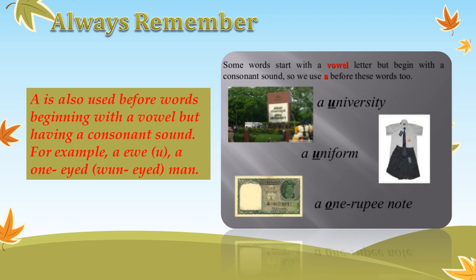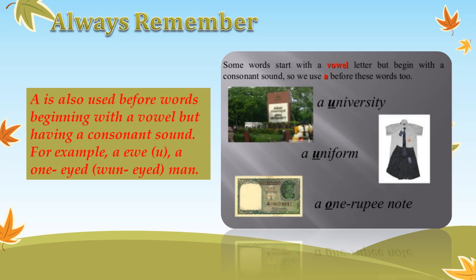This we have already studied. Let us make it more clear with some more examples. For example, a one-eyed man. A university, a uniform, a 1 rupee note.